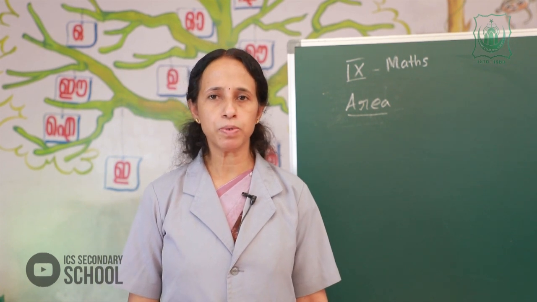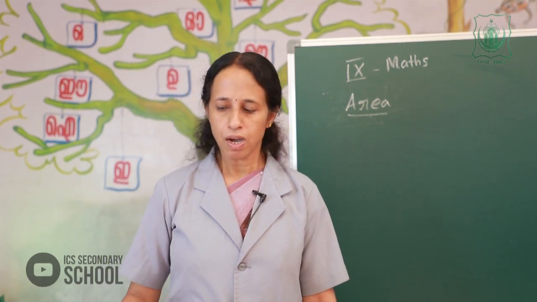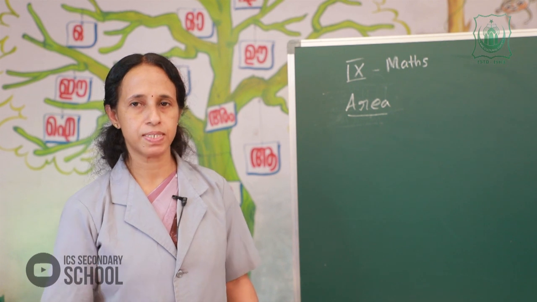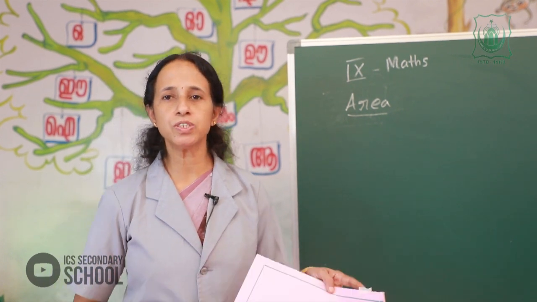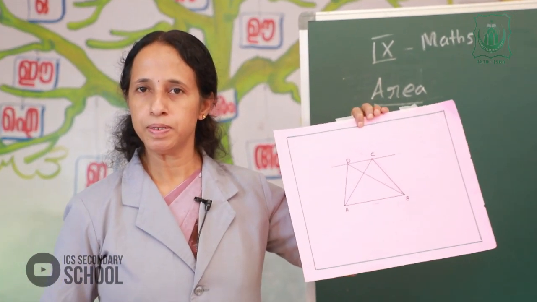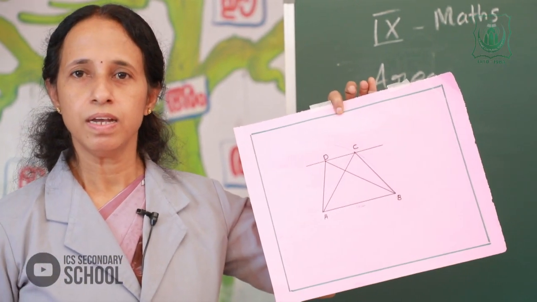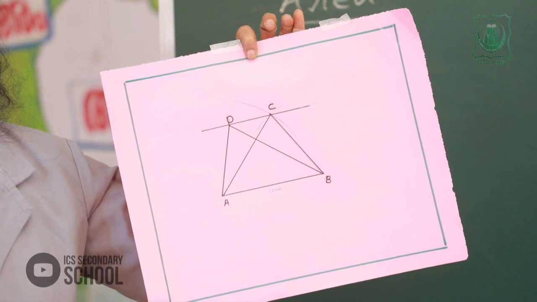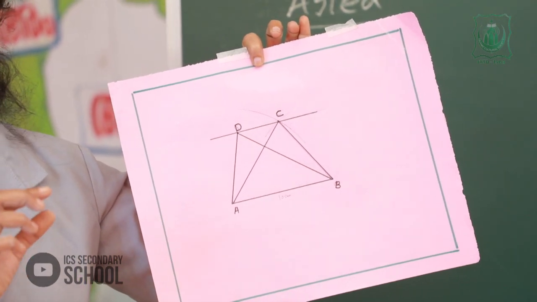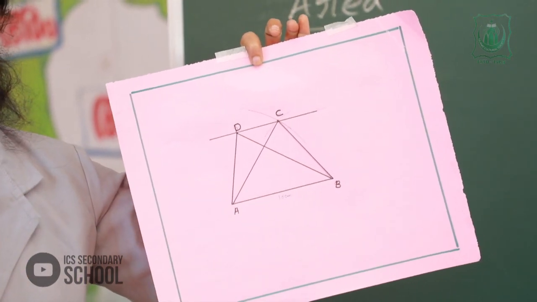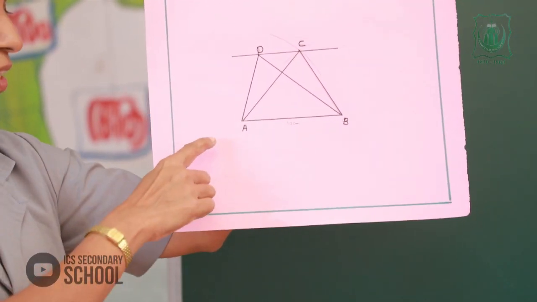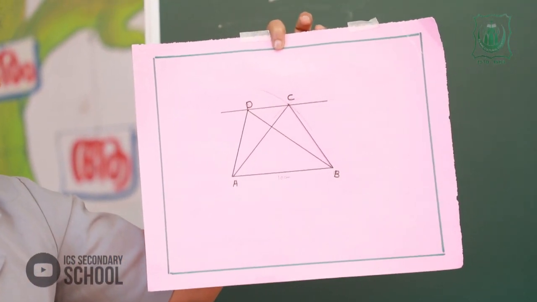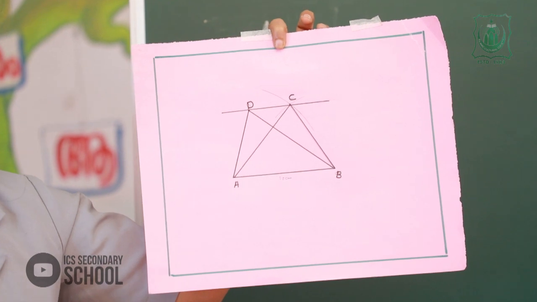The main concept of this part: all triangles with the same base and the third vertex on a line parallel to the base have the same area. Consider these two triangles, triangle ABC and triangle ADB.